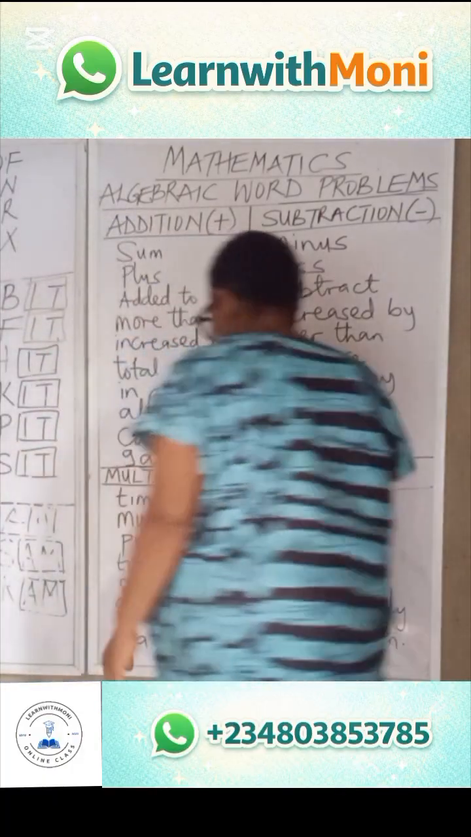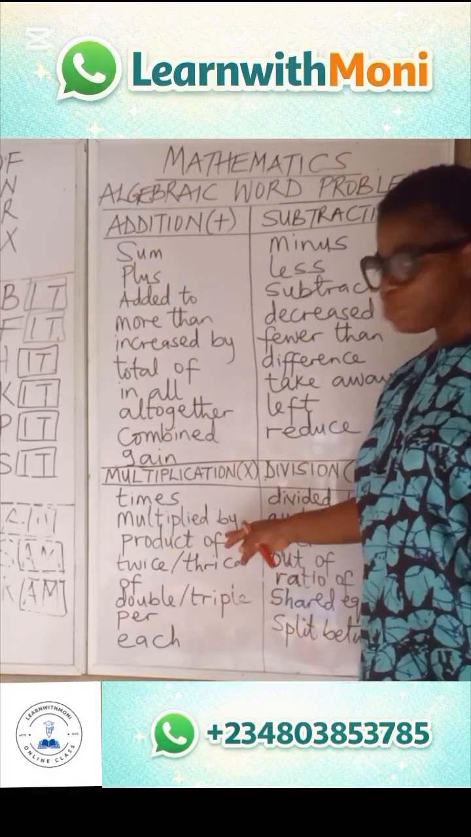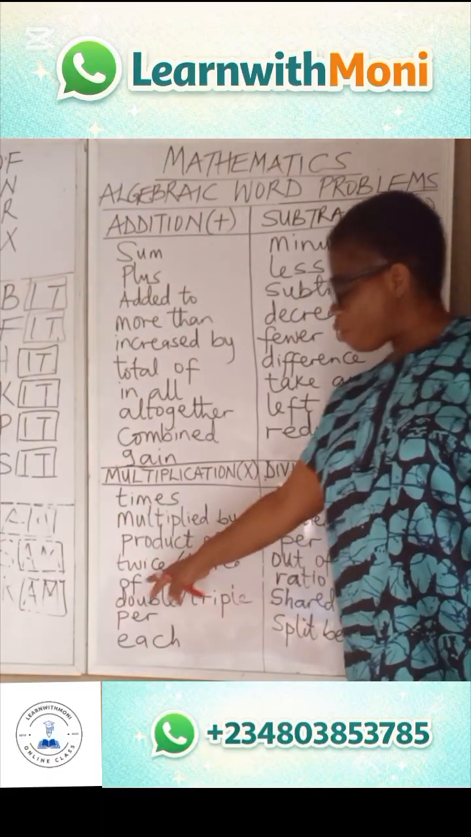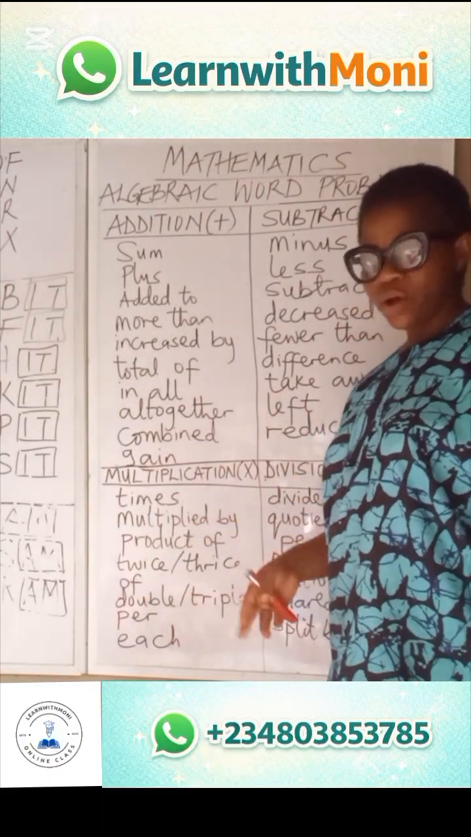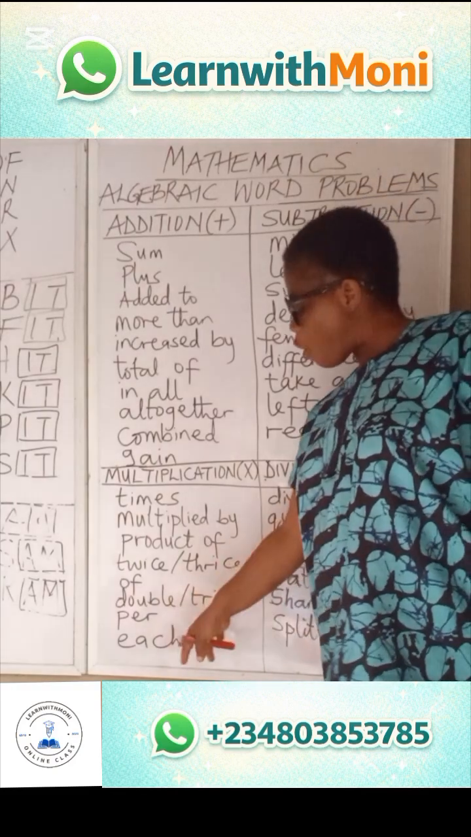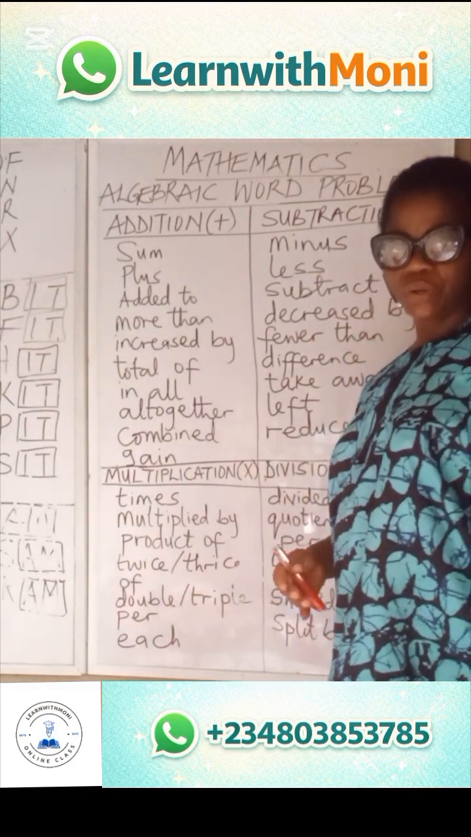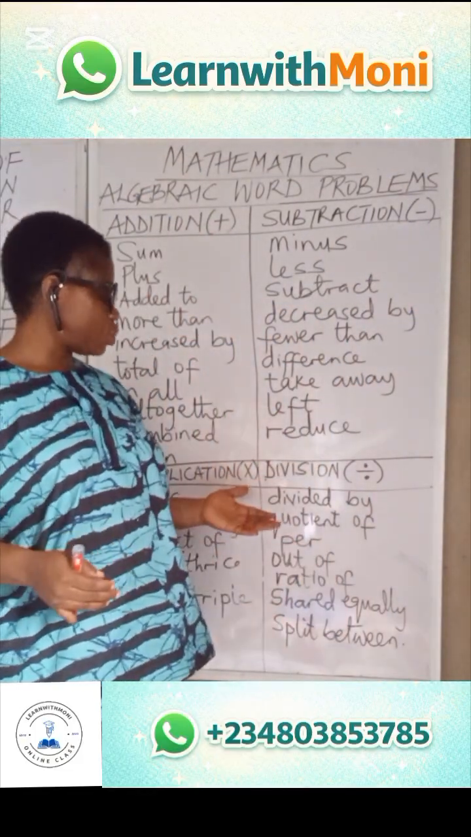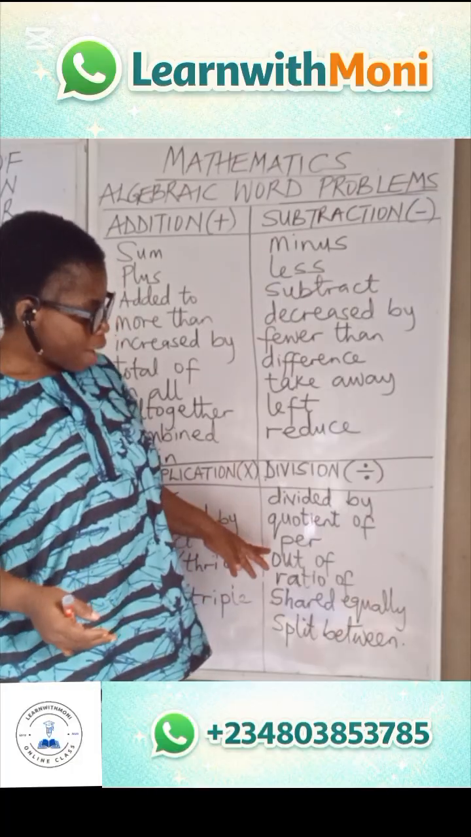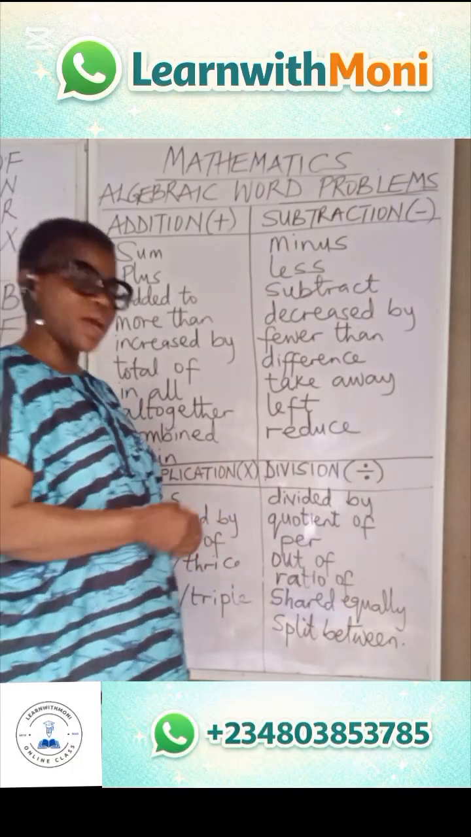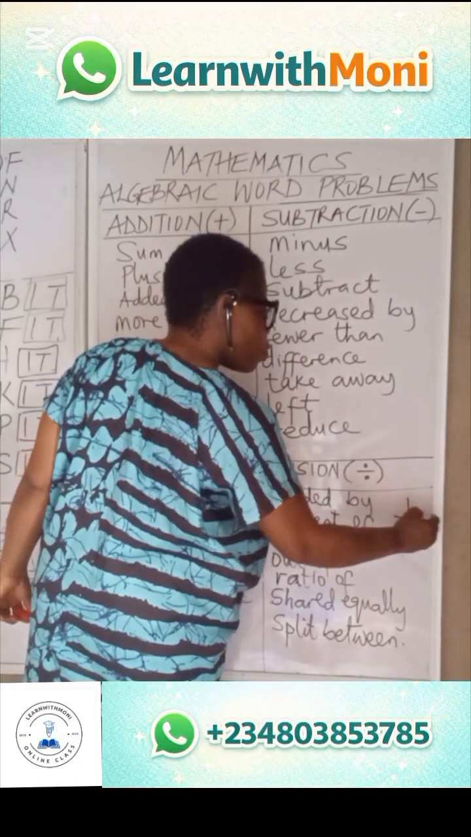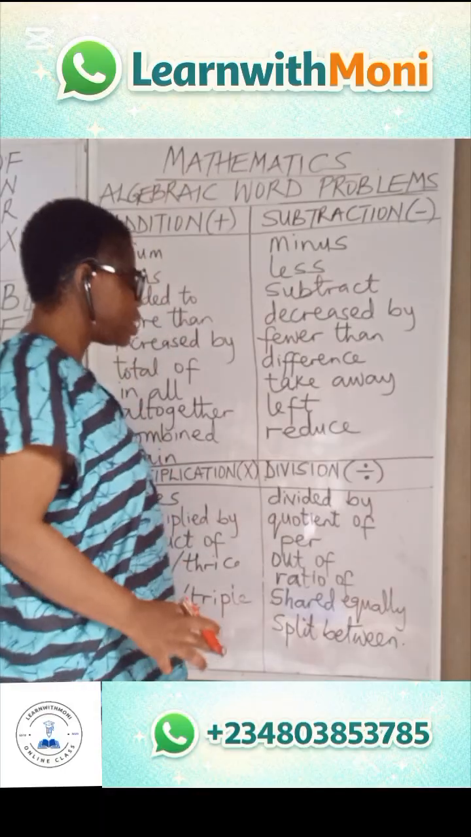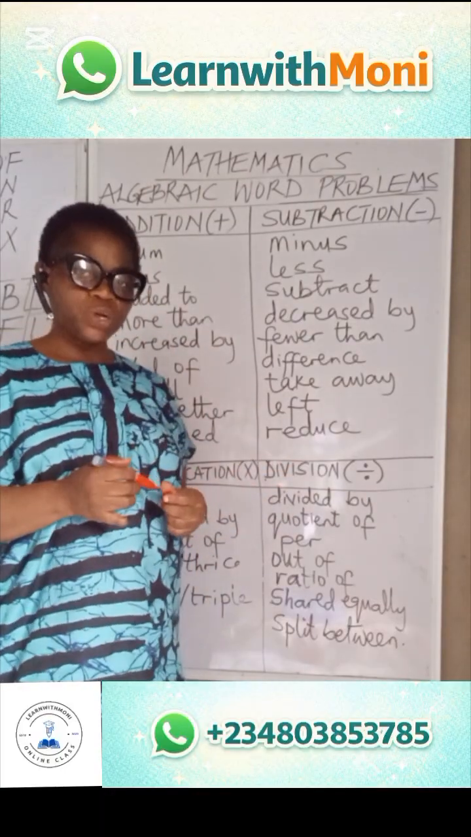Words like times, multiply by, product of, twice of something or thrice of something, of, double a number or thrice a number, per or each, they mean multiplication. And in the same way, certain words mean division. When you hear words like out of, it's like divided by. When you say 1 out of 7, that means 1 divided by 7, 1 over 7. These are words that mean each of these operations.